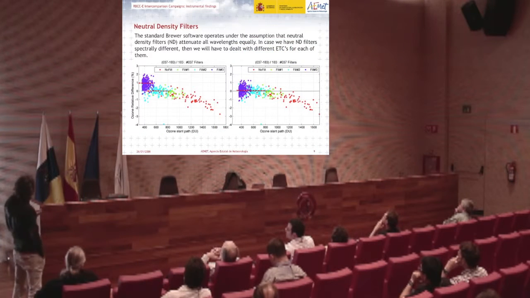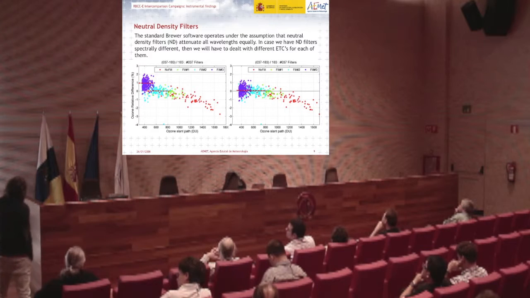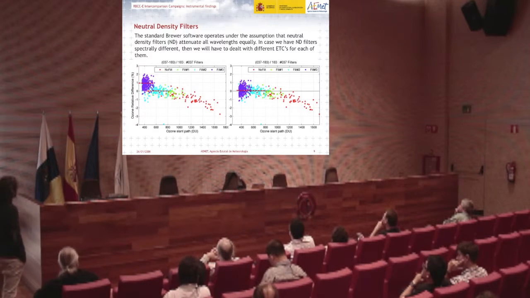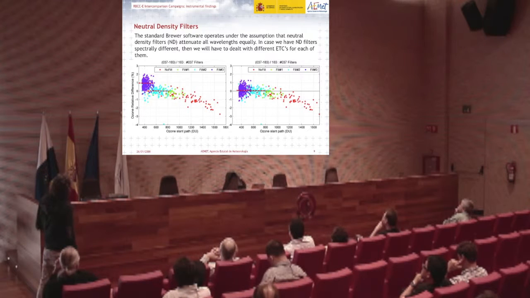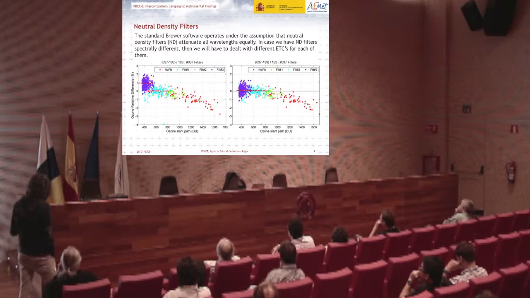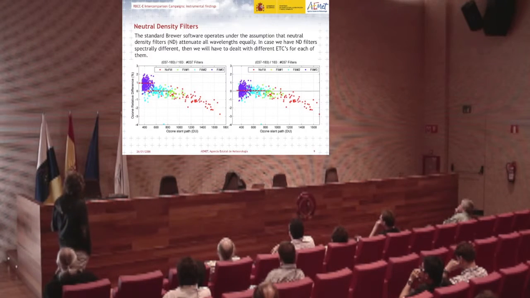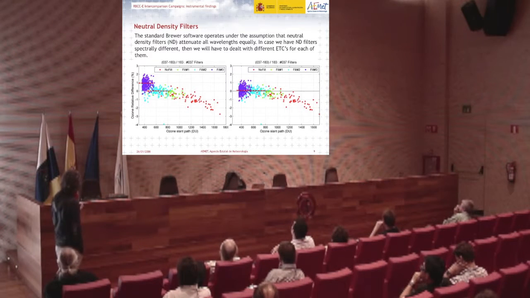Next, I will briefly speak about the neutral density filters. The standard Brewer software operates under the assumption that neutral density filters are neutral. That means that it attenuates all wavelengths equally. But in case we have neutral density filters that are spectrally different, then we will have to deal with different ETCs for each of them. And I show this in this plot.